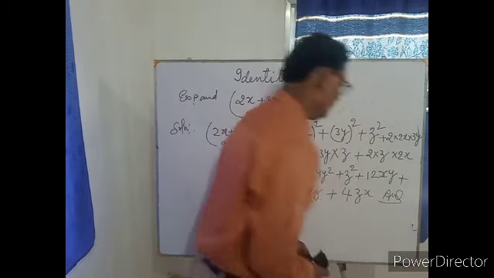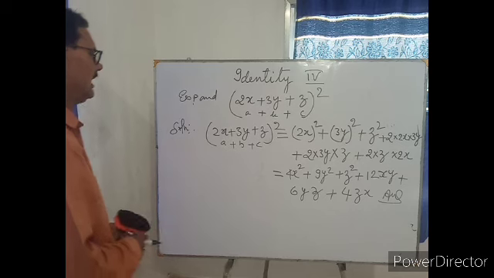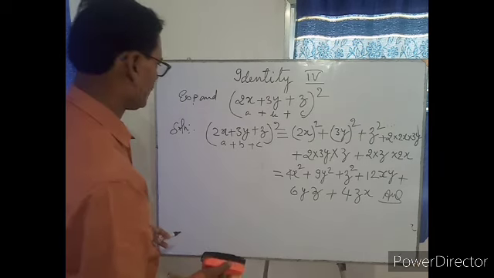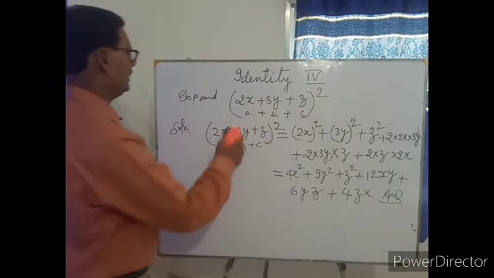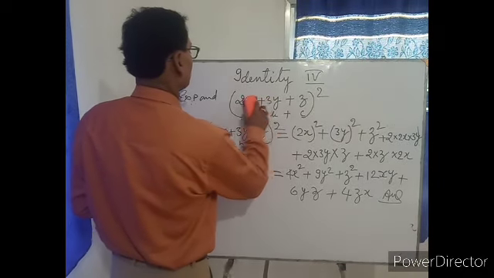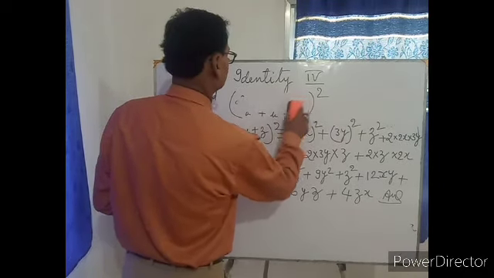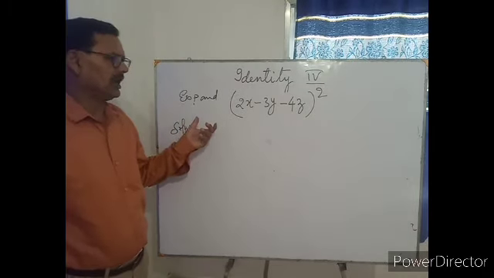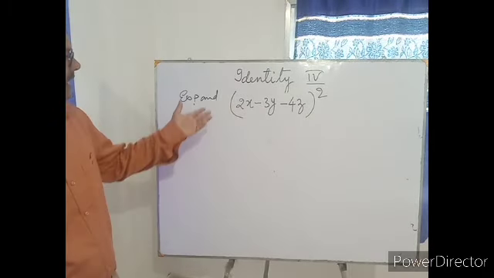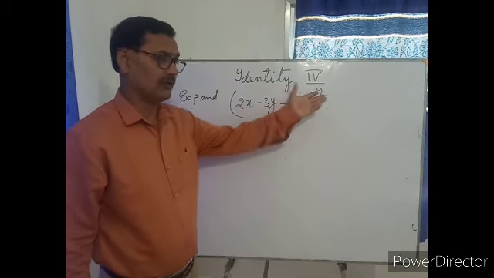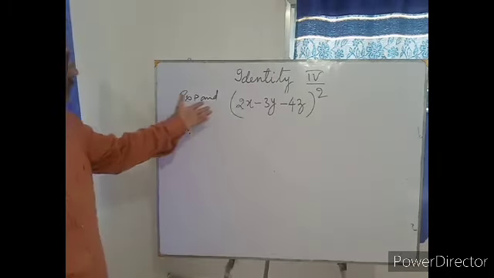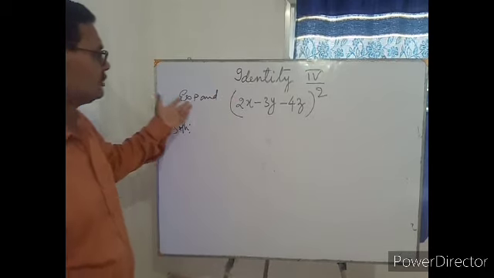Okay, so we are going to deal with one more example. Let us have another example. It is like this. Another example I am going to explain. Here it is: (2x minus 3y minus 4z) whole square. It is also of the same pattern and it has to be expanded.